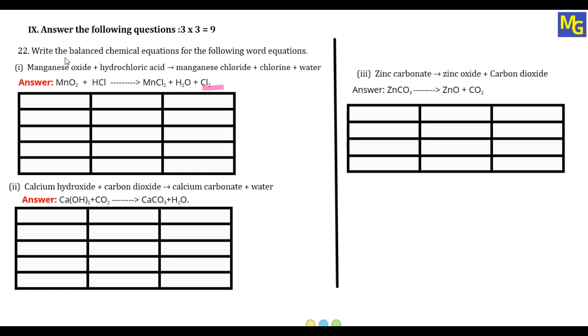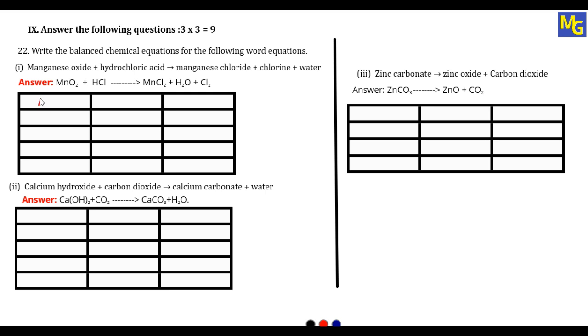Now they have asked balanced chemical equation. So we have to balance it. What is balancing? The number of atoms present on left hand side should be equal to the number of atoms present on right hand side, and that reaction is called as balanced chemical equation. So we will start balancing the reaction.